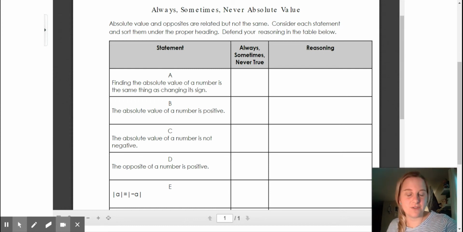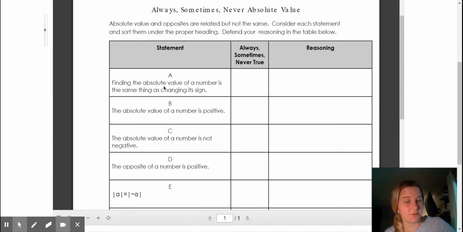Okay, so just wanted to get you guys started on this sheet if you weren't quite sure what to do. So all you're doing is you read a statement. You're going to decide. Some of these are always true, so no matter what, they're going to be true. Sometimes other statements are sometimes true, so it kind of depends. And then other statements are false. They're never true. So you need to read the statement, think about what you know about opposite numbers and absolute value based on what you've seen in the videos, and explain.